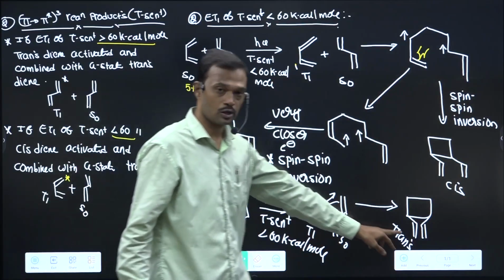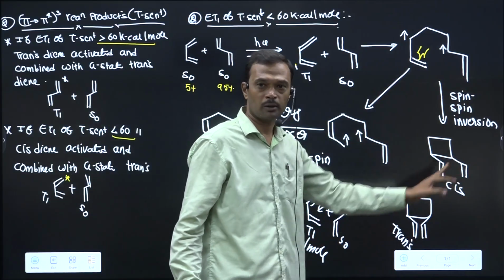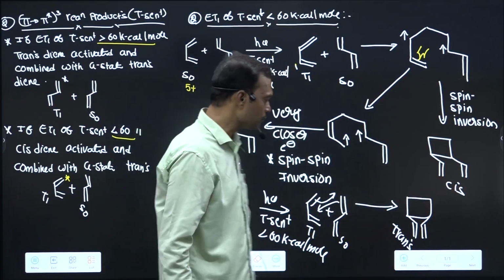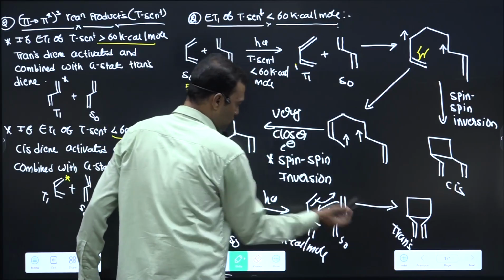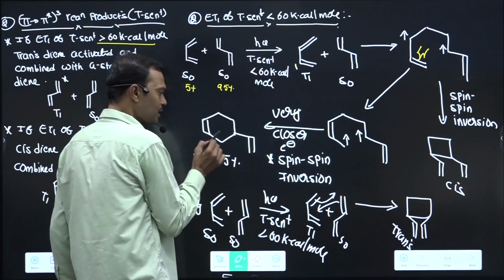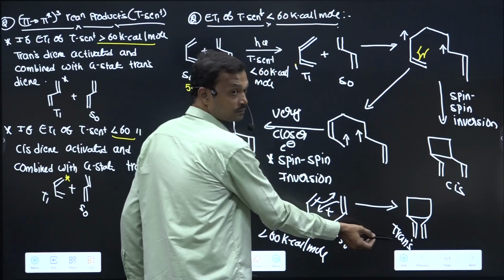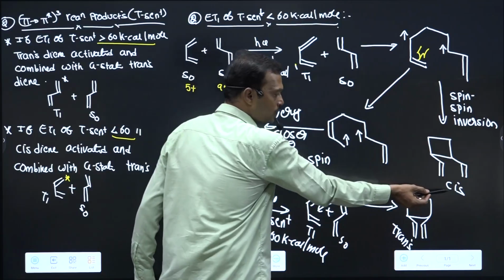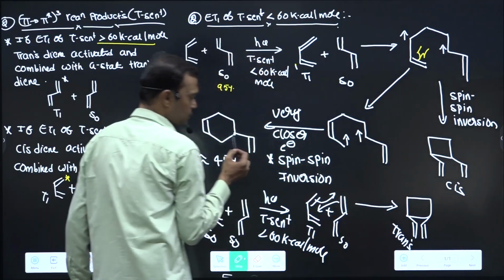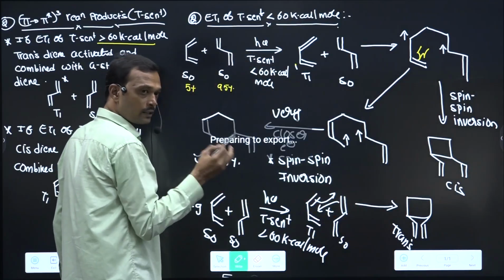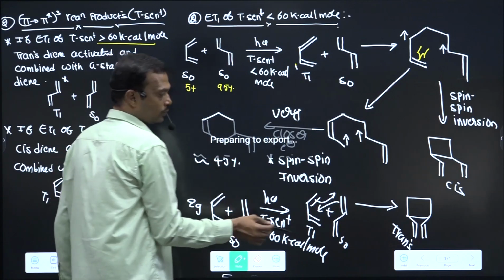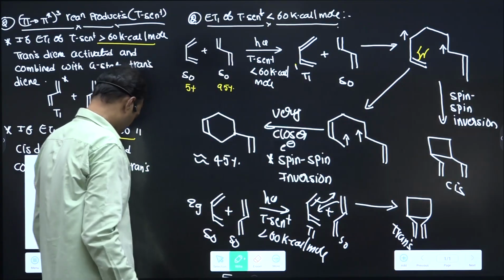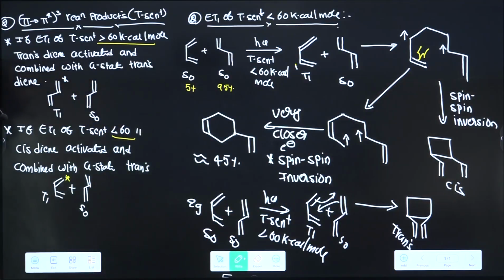But see, now the answer is trans, and the answer is cis. But trans is major, this is minor. Between these two there will be competition. When this percentage increases, this percentage decreases. Always trans is major. So forget about this isomer, only the competition between this and this. If ET1 value is less than 60 kilocalorie per mole, this percentage decreases and this percentage increases a little. Right.